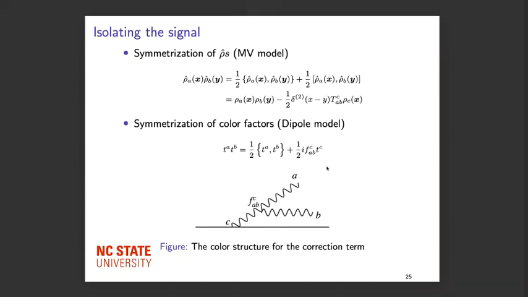Now, one more thing is how do we isolate the signal? So we can perform the symmetrization for the MV model rhos.